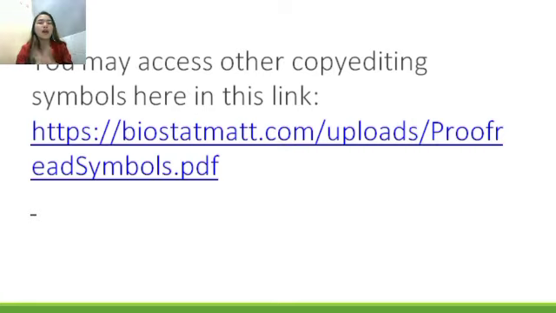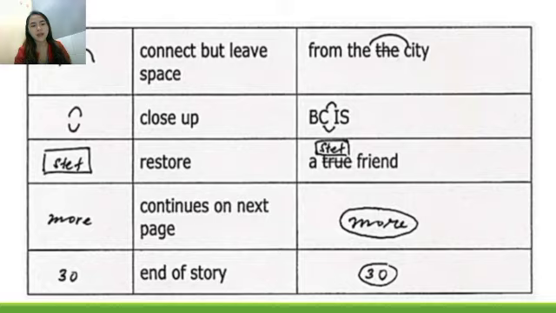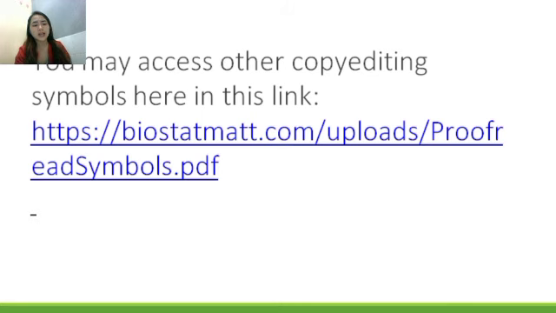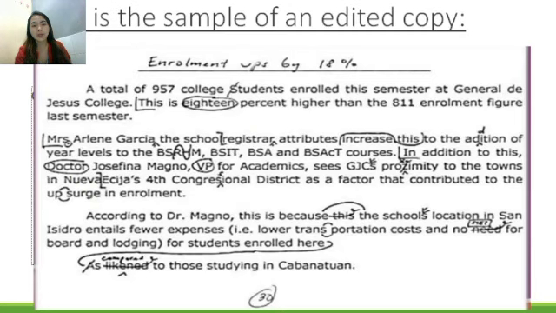And you may also access, guys, other copy editing symbols with this link. I'll provide it below or nandun din siya sa modules nyo para mas ma-master nyo. I'm just providing yung mga mahalaga talaga or ginagamit most of the time ng mga copy readers. And here's the example of an edited copy. Diba? Imagine that one. Ang galing, diba?